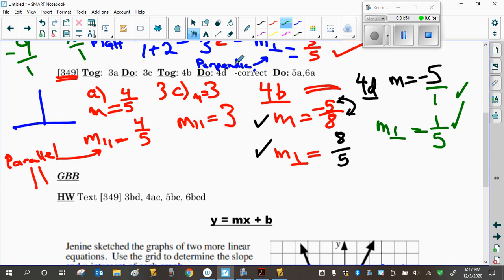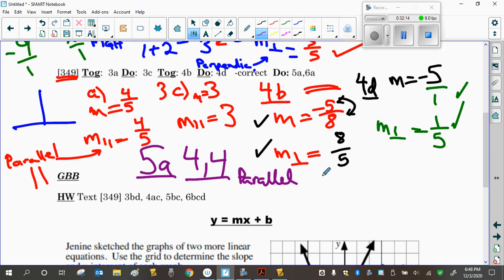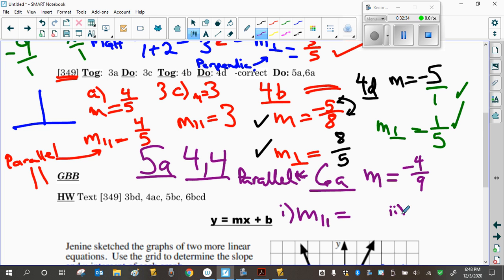Let's do 5A, there's not much to 5A. Let's go purple for 5 and 6. 5A says the slopes of two lines are given. Are these parallel, perpendicular, or neither? Well, come on. They're exactly the same, so they're parallel. 6 is more of a question I'll ask. 6 says the slope is -4/9. I want to know what the parallel slope is and the perpendicular slope.